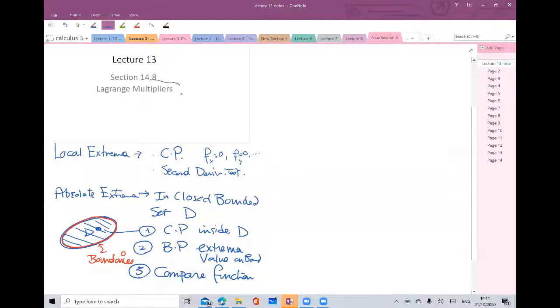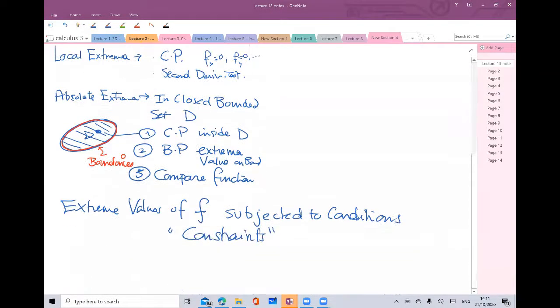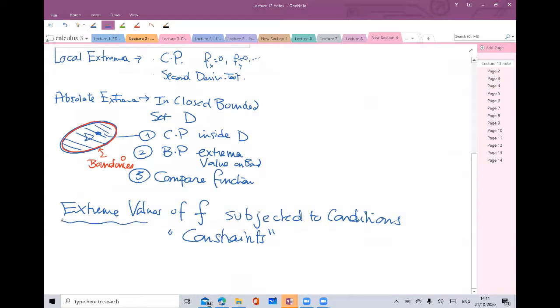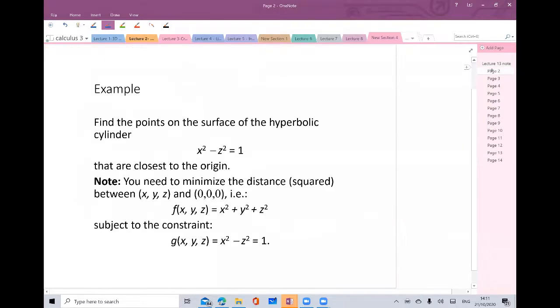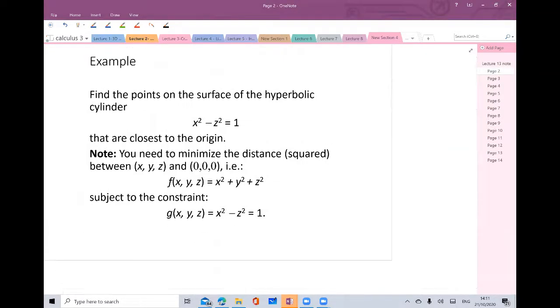The title of our section 14.8 is the Lagrange multiplier. This Lagrange multiplier method is also used to find extreme values of a function, but in addition, I'm going to put a condition with my function. Like these types of problems.